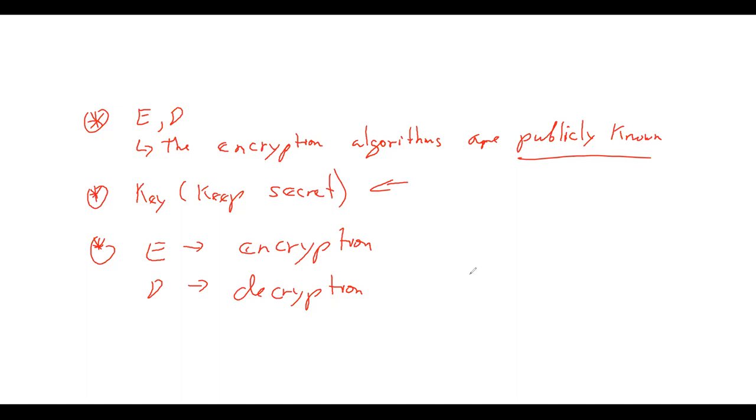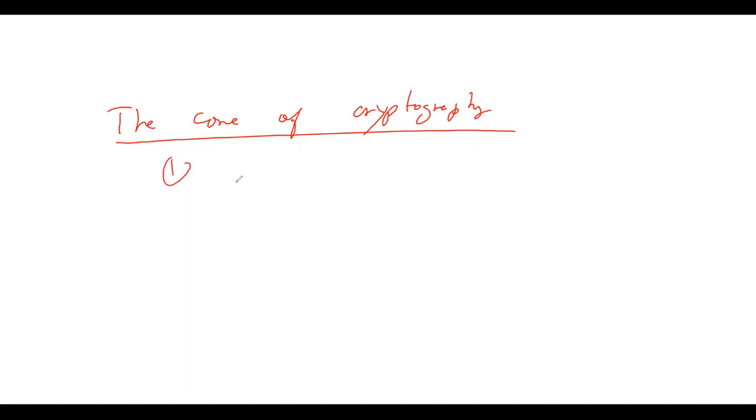Okay, so now let's move on then. In summary, the core of cryptography is two things. One is what is called secret key establishment. Secret key establishment, right? And then secure communication with the established key.